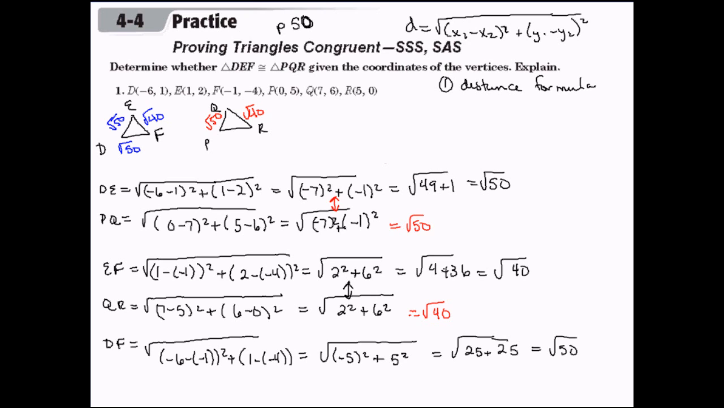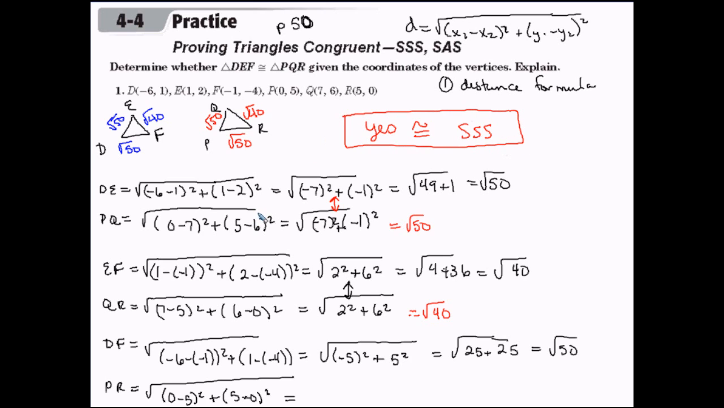And then PR is the final one. And I'm going to get 0 minus 5 squared plus 5 minus 0 squared, which is 5 and 5. So it's also going to be the square root of 50. So yes, they are congruent by side, side, side. Okay, because all three sides are the same.